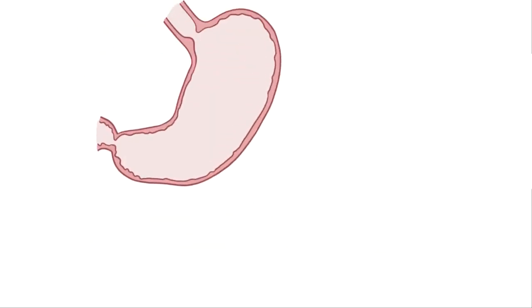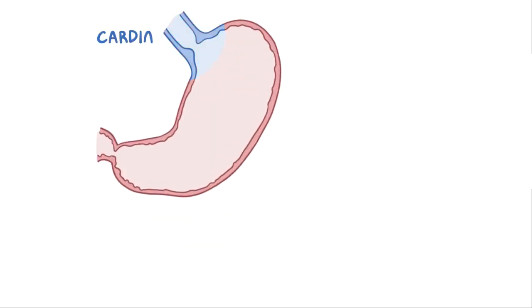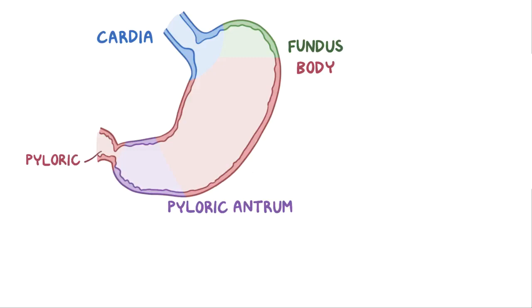Now, the stomach is composed of 4 regions: the cardia, the fundus, the body, and the pyloric antrum. There's also a pyloric sphincter, or valve, at the end of the stomach, which closes while eating, keeping food inside for the stomach to digest. The epithelial layer of the stomach contains different gastric glands, which secrete a variety of substances.